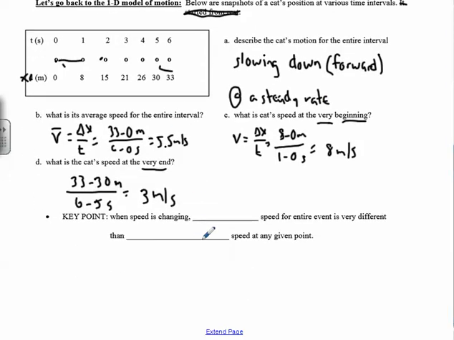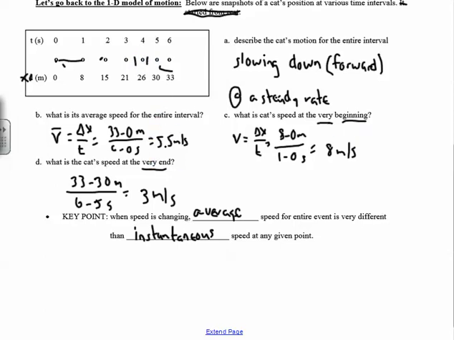When speed is changing, average speed for an entire event is very different than instantaneous speed at any given point. We could ask ourselves, is there any point in this interval where the instantaneous speed equals the average speed? We would basically have to look for an interval where we cover roughly 5 meters. So from 3 to 4, we go from 21 to 26. So during that interval, we're pretty close to going at the average. But we'll look at those aspects another time.